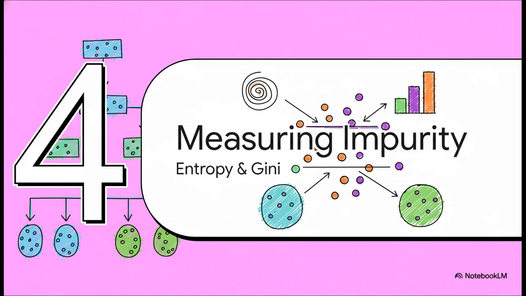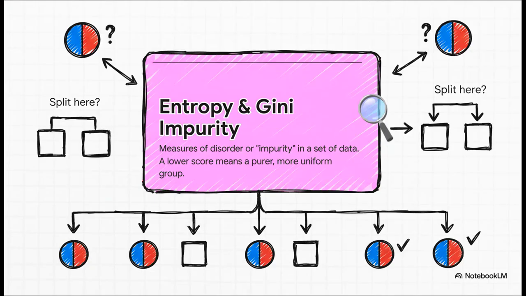measuring impurity. Okay, you're going to hear a couple of kind of technical-sounding terms here, entropy and Gini impurity. But don't let the names throw you. All they are is fancy mathematical ways to put a number on how mixed up or messy a set of data is. That's it. A high score means lots of disorder, a very impure group. A low score, especially 0, means perfect purity.